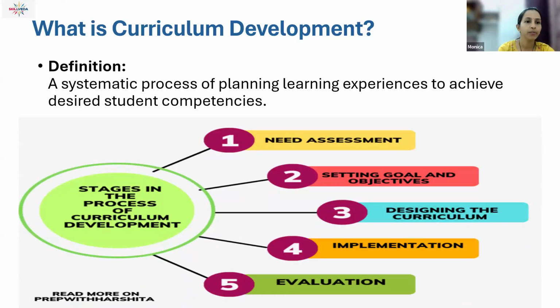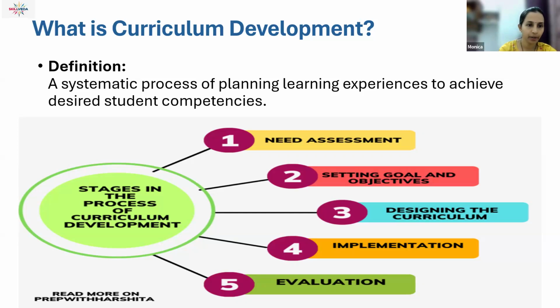The first one is needs assessment. At this stage, we identify the learning needs of every student and their expectations, and we analyze the gaps in the current learning, the student abilities, and also future requirements. In simple terms, what do the learners actually need to learn in this curriculum? And then we are setting goals and objectives. This is very crucial because the objectives we set should be specific and measurable. The goals are broad aims, but the objectives are very important because they tell what the student should be able to do after the learning.